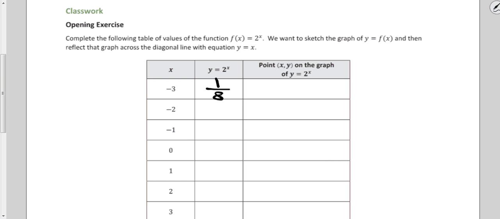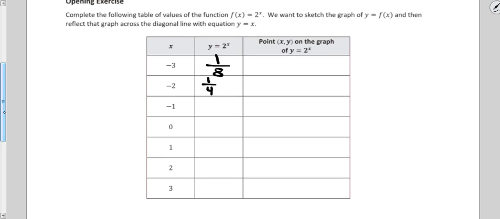So what is y when x equals -2? Remember, the negative flips it. When I say flip it, I mean it takes the reciprocal. So now I got 1 over 2 squared, and 2 squared is 4, so it's 1 over 4. 2 to the -1 power? What's 2 to the -1 power? 1/2, thank you.